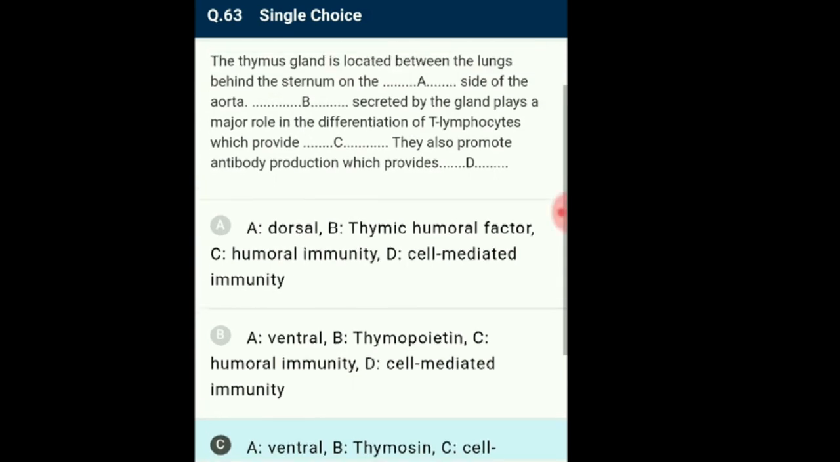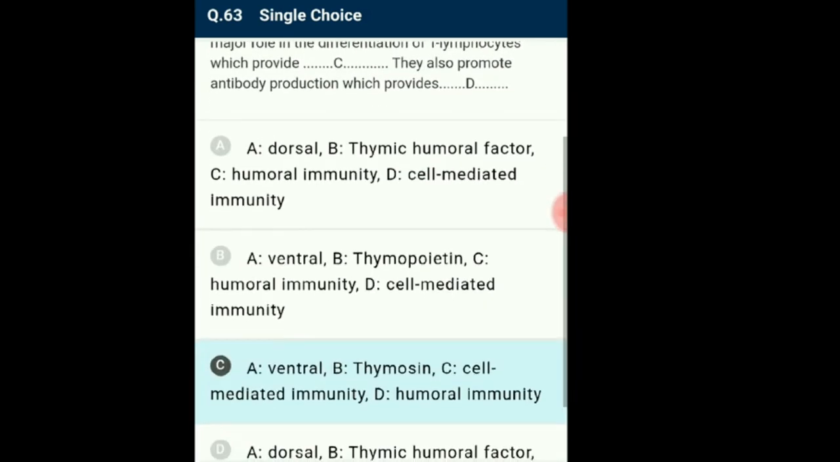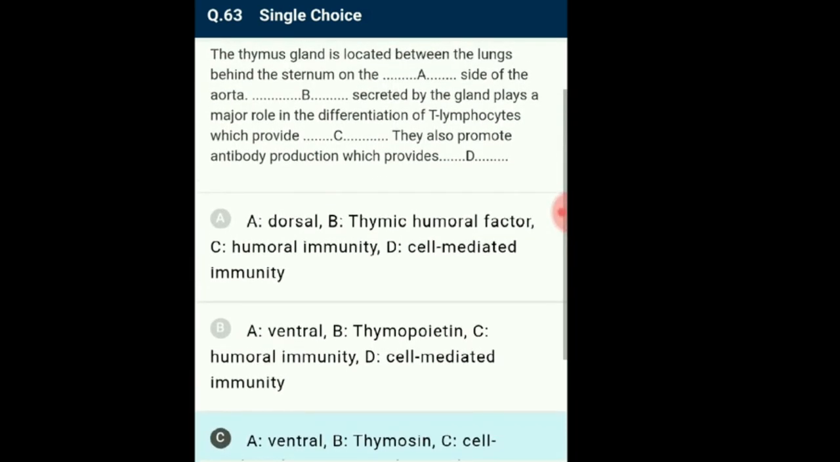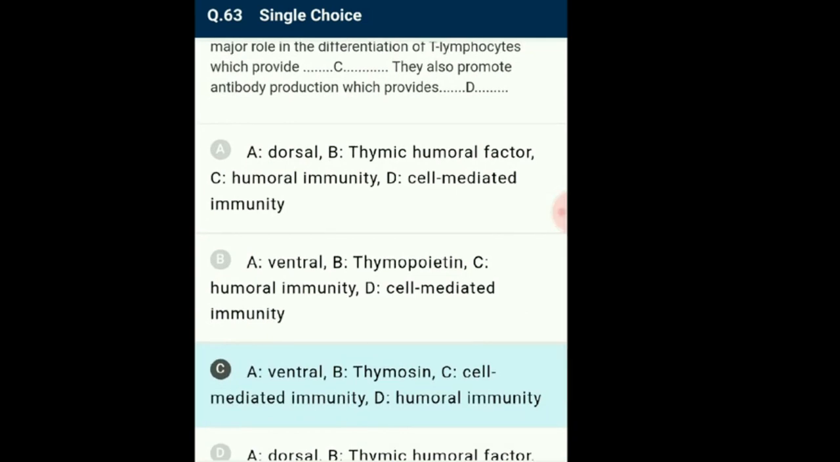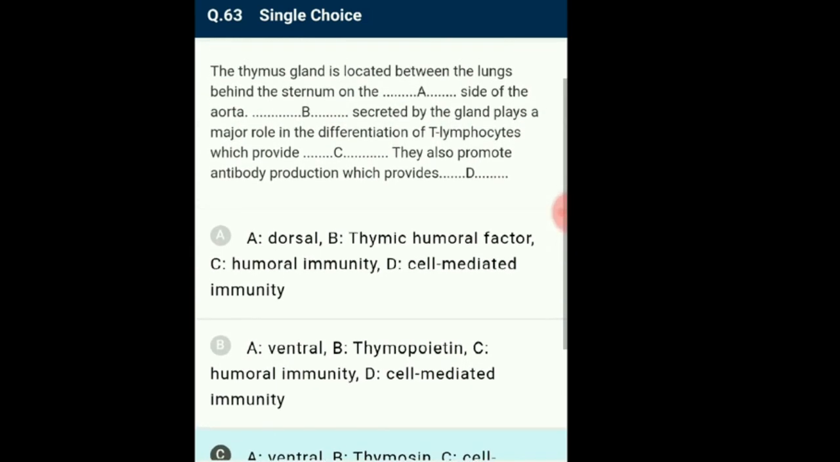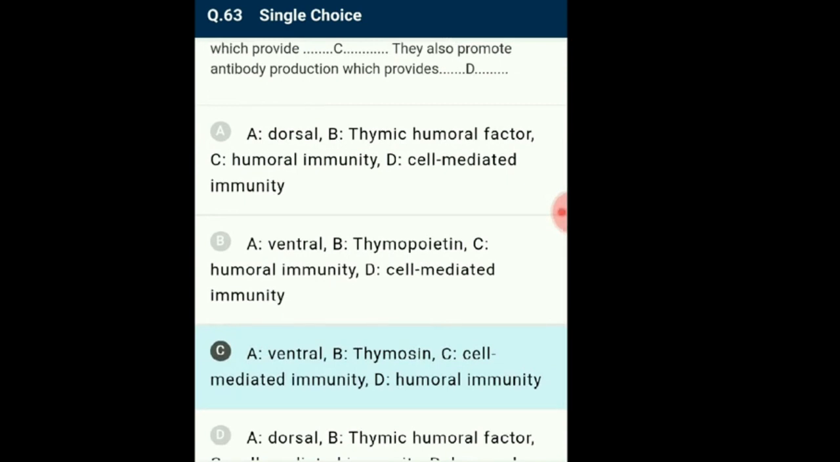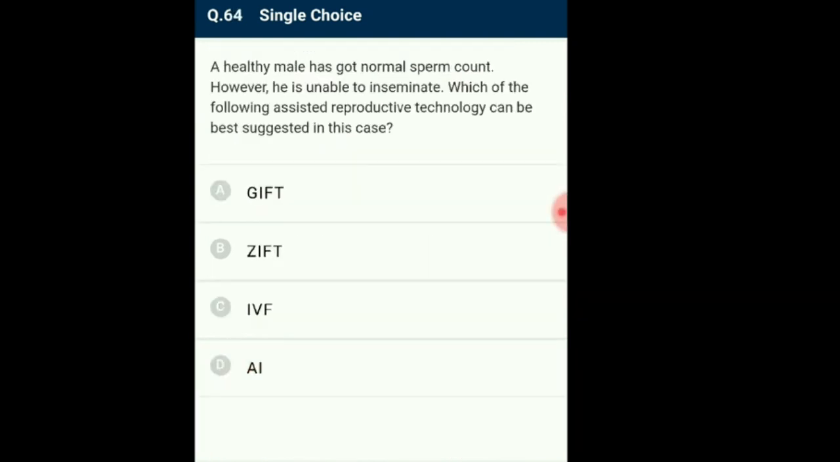Blank A is ventral, blank B is thymosin, blank C is cell mediated immunity, blank D is humoral immunity. So the correct option for this question is option C. Question number 64. A healthy male has got normal sperm count. However, he is unable to inseminate. Which of the following assisted reproductive technology can be best suggested in this case?